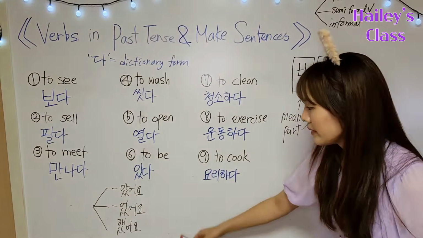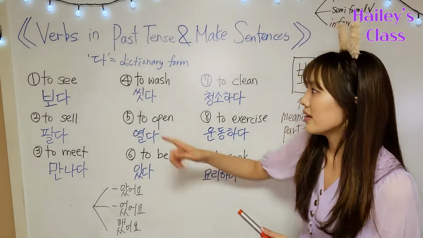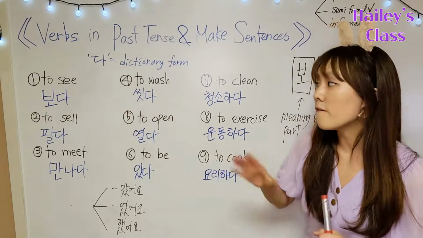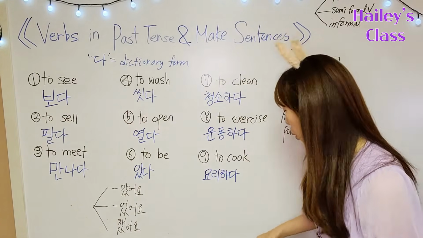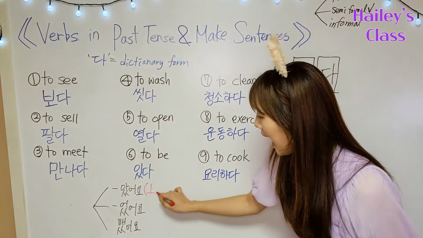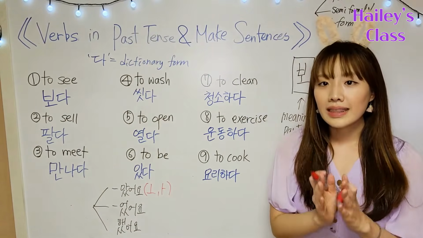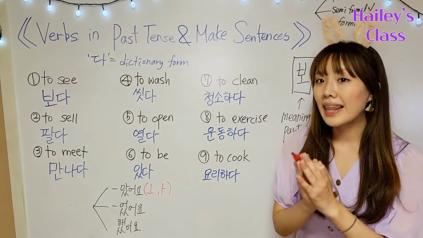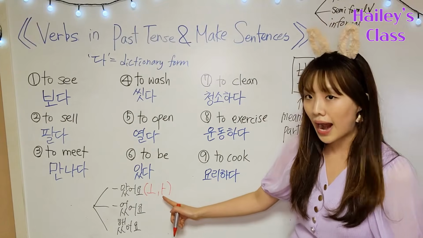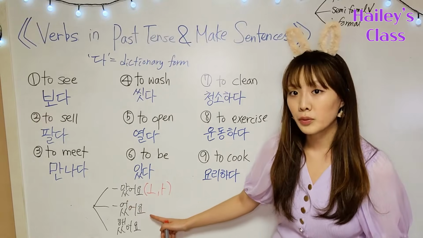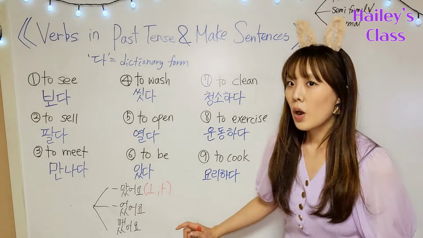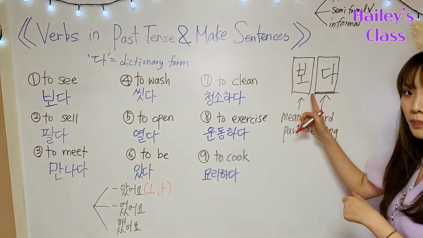So this part, when the last vowel ends with o or a, we're going to put 았어요. And the other, we're going to put 었어요. Got it? Okay, so we're going to do this part first.